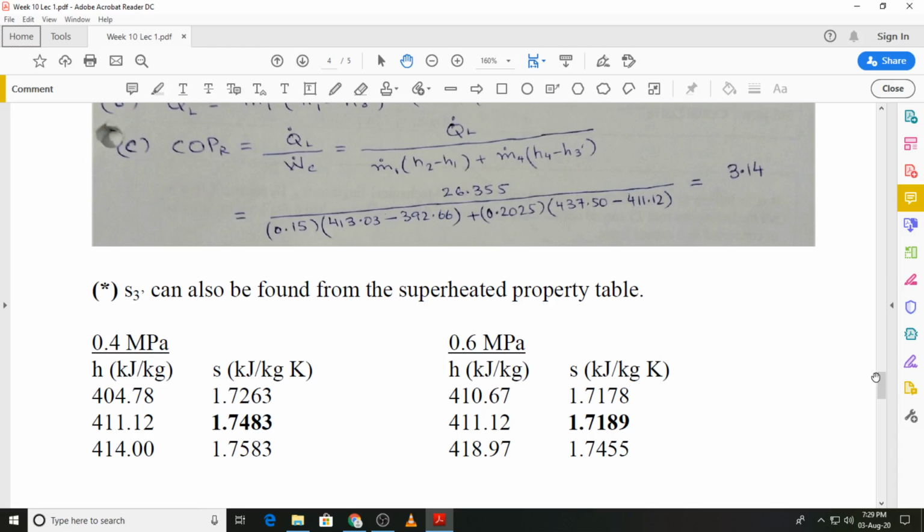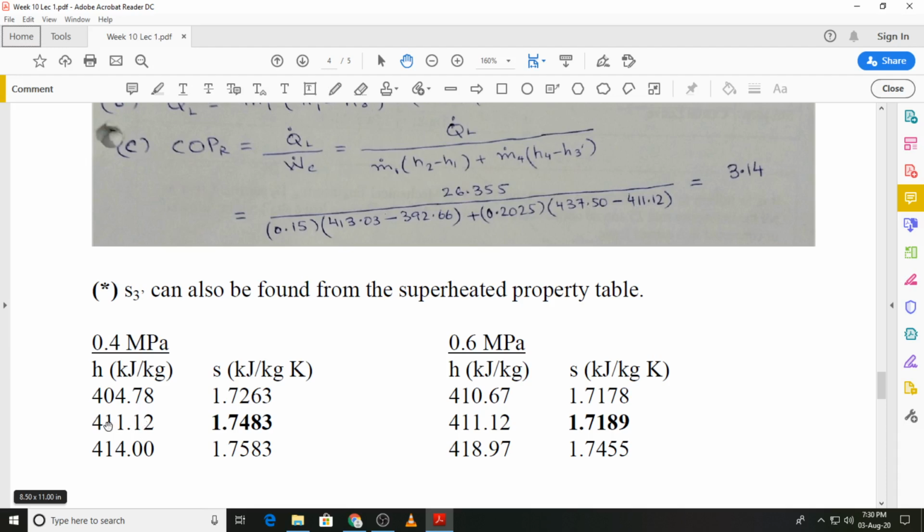Again, keep in mind that state 3 prime is at an intermediate pressure of 0.45 megapascal, and we do not have that value in the superheated property table, but we have values lower and higher than that. And again we can look at those pressures, that is 0.4 megapascal, and what we will try to do is to find out the entropy at 411.12 kilojoule per kilogram. Remember that 411.12 kilojoule per kilogram is the value of H3 prime that we had found out by using the energy balance.